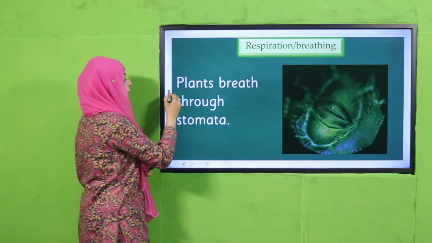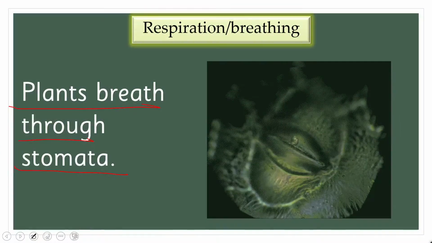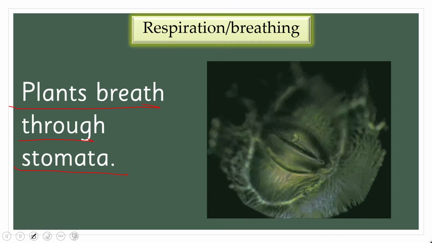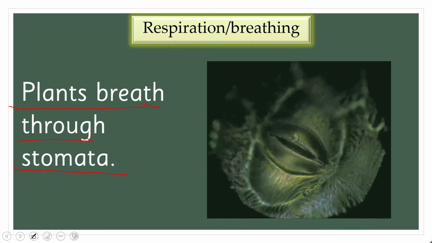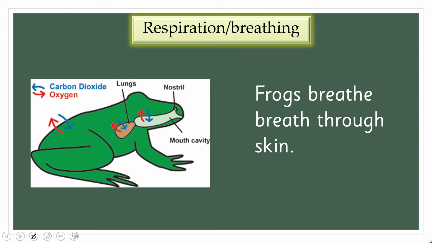Respiration and breathing। Plants breathe through stomata। ठीक है, प्लांट्स के लीव्स के अंदर स्टोमेटा होते हैं, which you can see here, these are the stomata। Through the stomata plants breathe or they take in carbon dioxide। Respiration and breathing, animals breathe through lungs। हमारे lungs होते हैं animals के भी और human beings के भी, and we respire or breathe with the help of our lungs। Frogs breathe through skin.